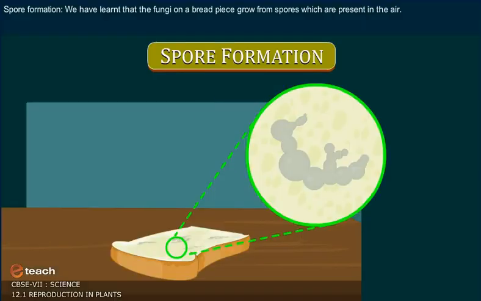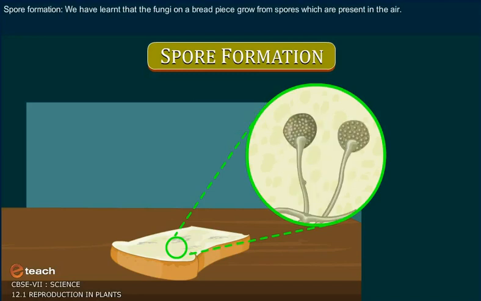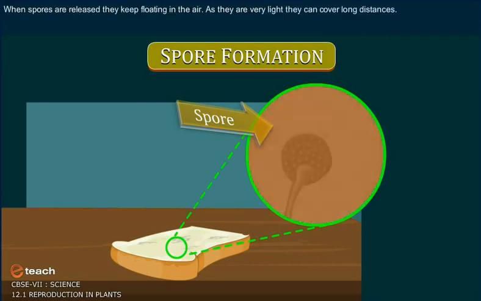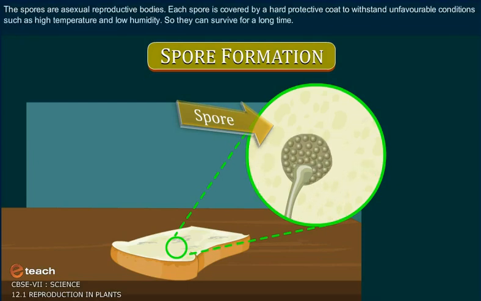Spore formation. We have learned that the fungi on a bread piece grow from spores which are present in the air. Observe the spores in the cotton-like mesh on the bread. When spores are released, they keep floating in the air. As they are very light, they can cover long distances. Spores are asexual reproductive bodies.